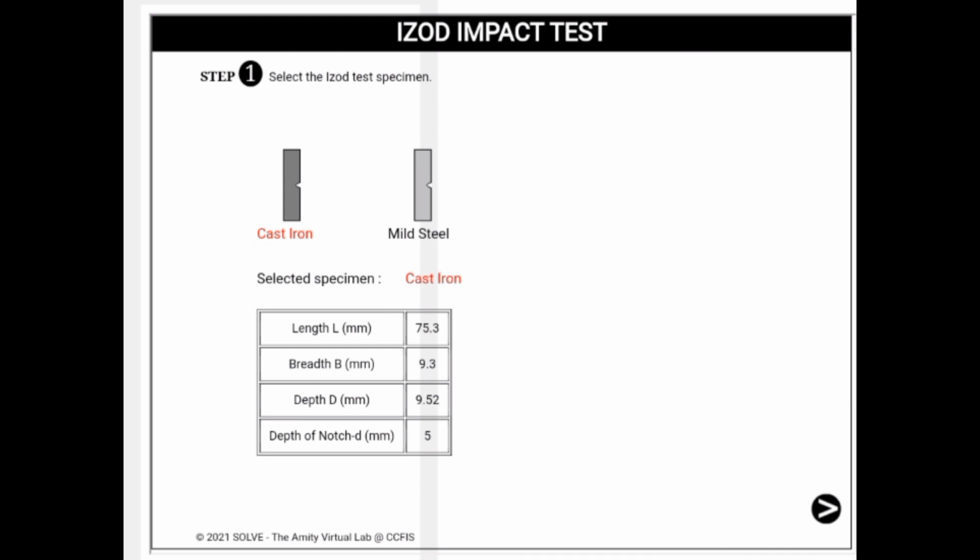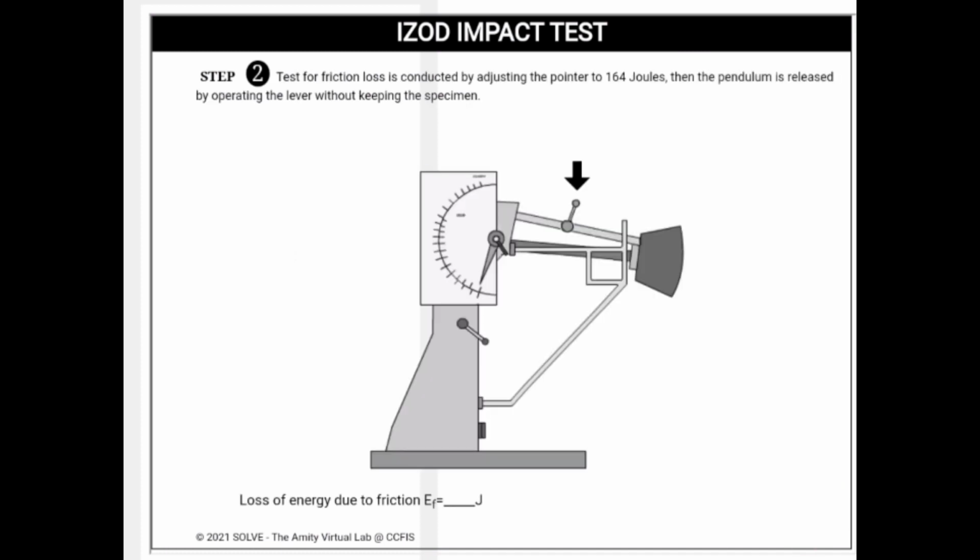So the next step is the test for friction loss, which is conducted by adjusting the pointer to 164 joules. Then the pendulum is released by operating the lever without keeping the specimen. So we are going to release this pendulum, and the loss of energy due to the friction is F equals 2 joule.